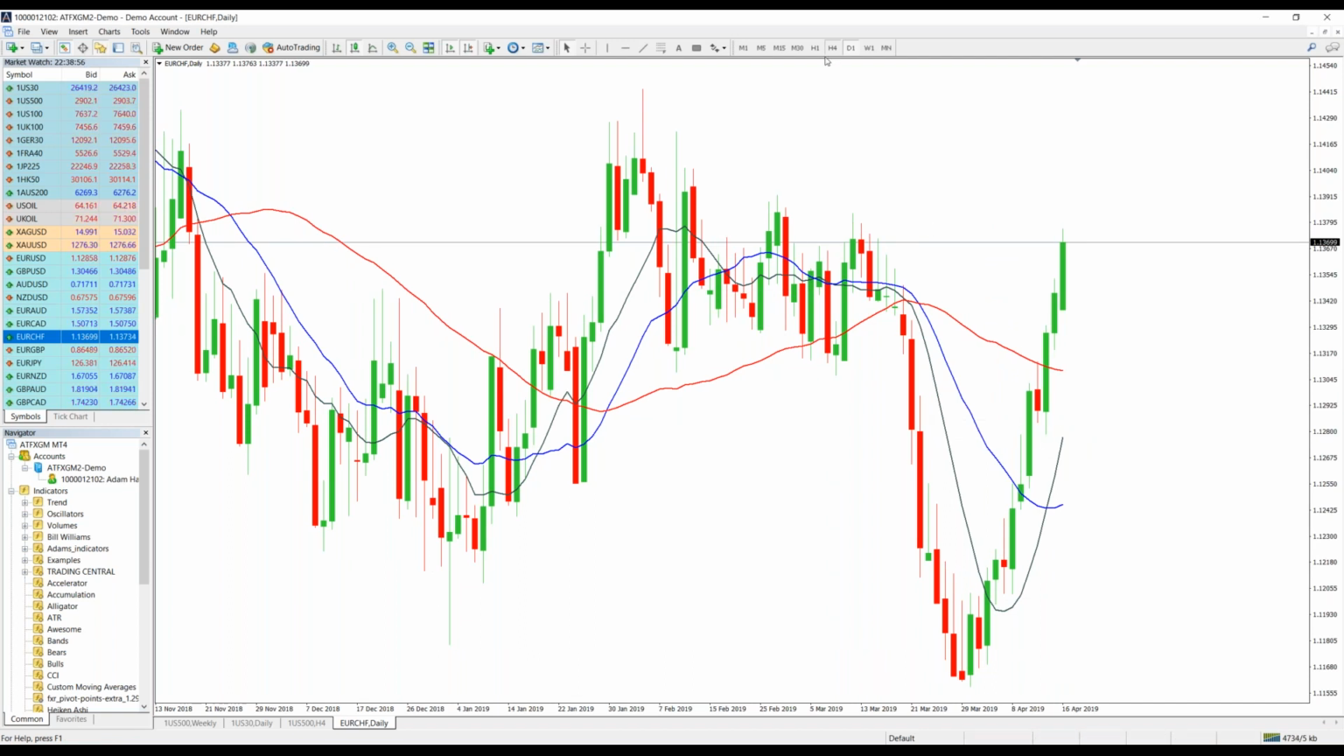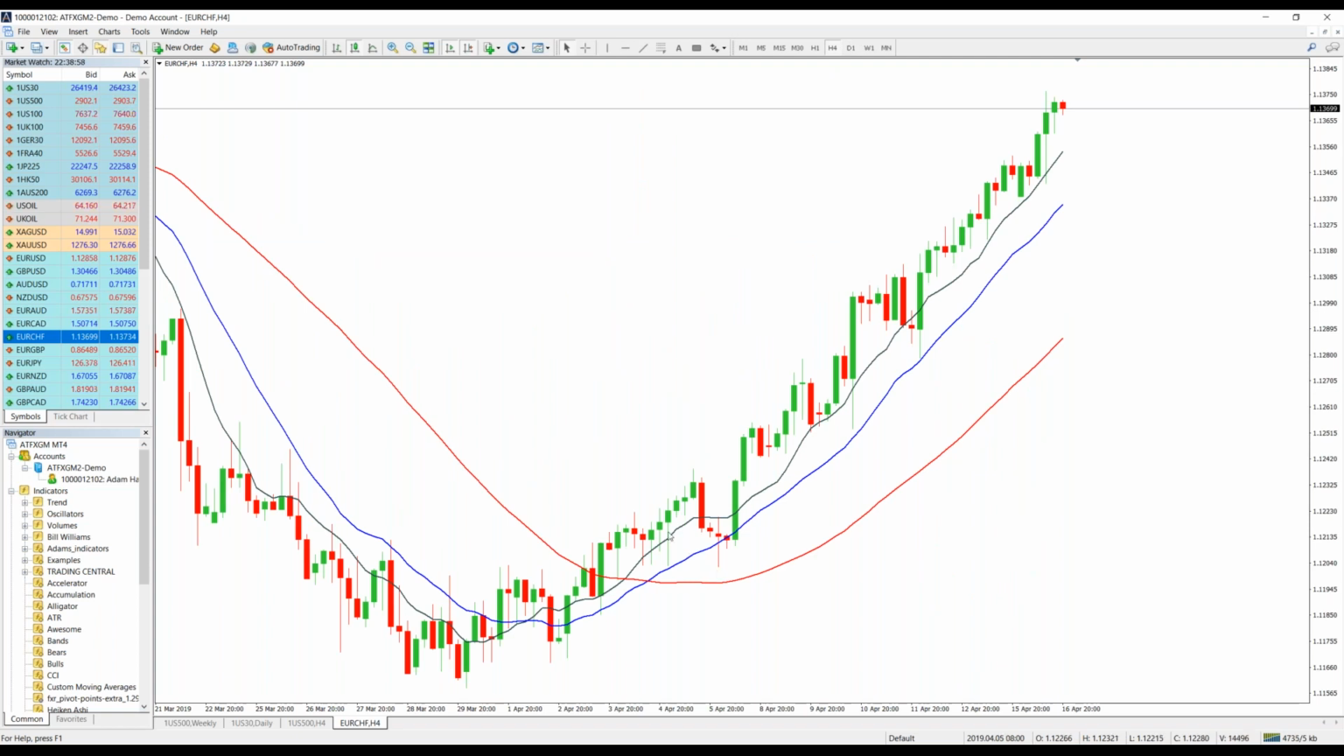So if I go down to the 4-hourly time frame, look how nice this is. This area, the area between the 10 and 20 moving averages, this is my personal way of approaching trading.